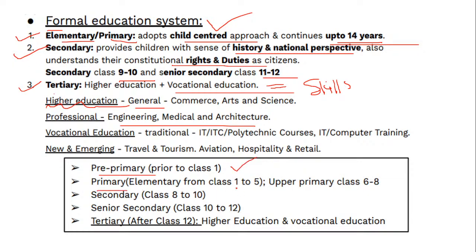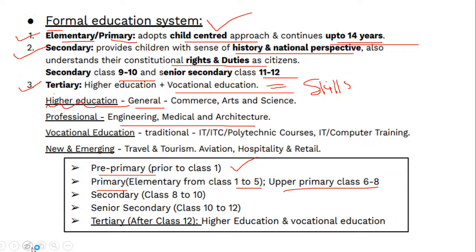Primary, which is up to class 5, that is, on an average age wise it can go to class 6 to 8, that is age wise it is up to 14 years. Secondary, class 8 to 10, senior secondary up to class 12, and tertiary, that is after class 12. So that is higher education plus vocational.